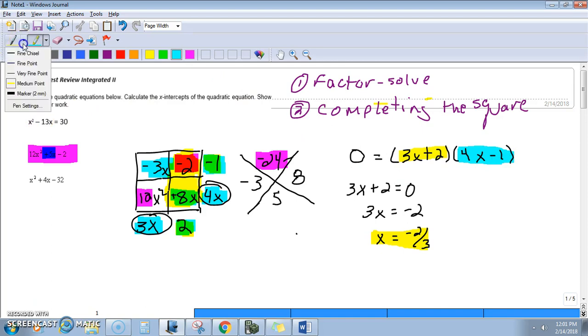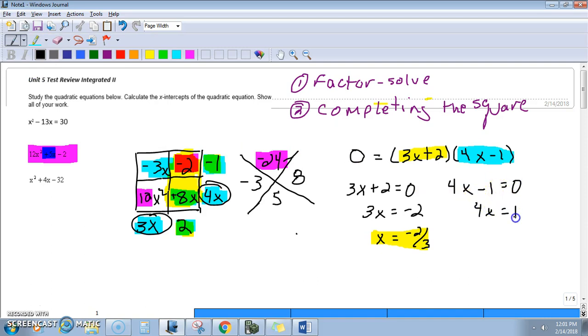Then let's look at the second one, 4x minus 1. How am I going to make that 0? So I have 4x minus 1 equals 0. Add 1 to both sides. I get 4x equals 1. Divide both sides by 4, and I get x equals 1/4. So my two solutions for this equation are negative 2/3 and positive 1/4.